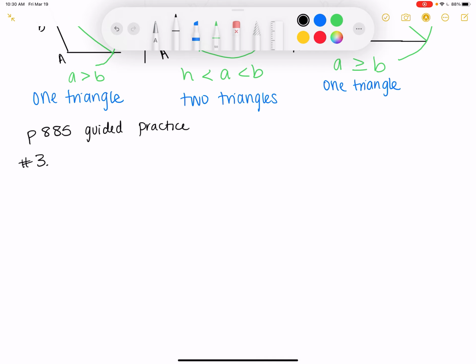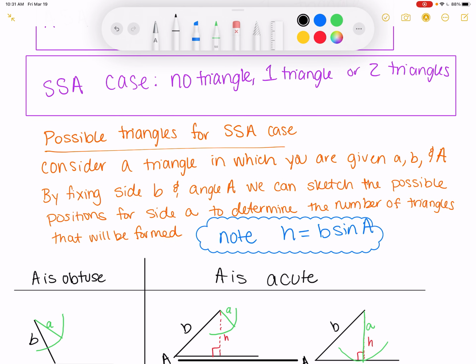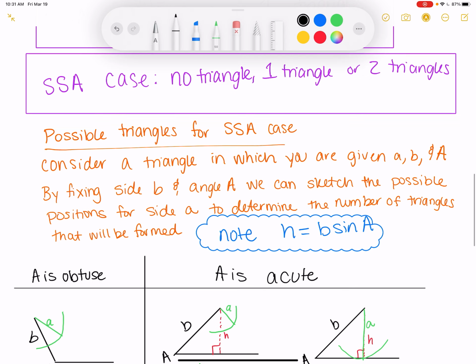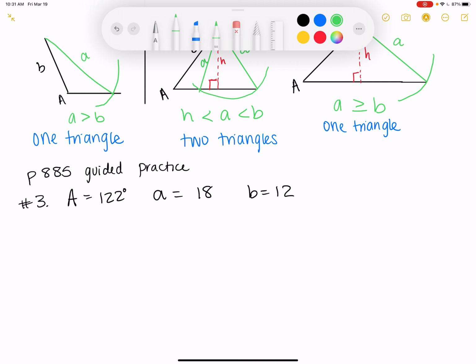In this one, we're given angle A is equal to 122 degrees. We're given little a is 18 and little b is 12. This one's going to be nice because it is the exact same given information from up here, so it'll be easy for us to find h. That's always the first thing you want to do, find h, because that will help you know how many triangles you are going to have.